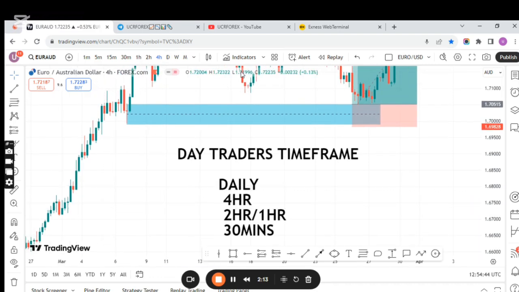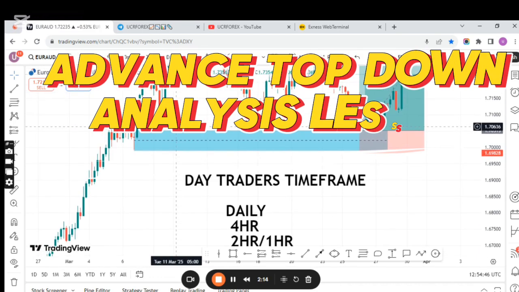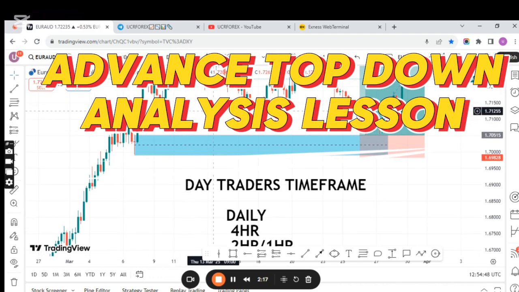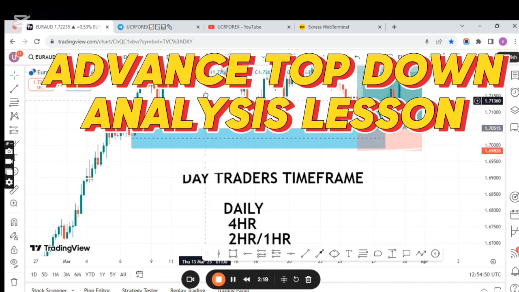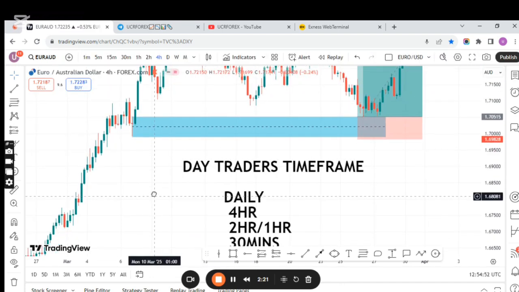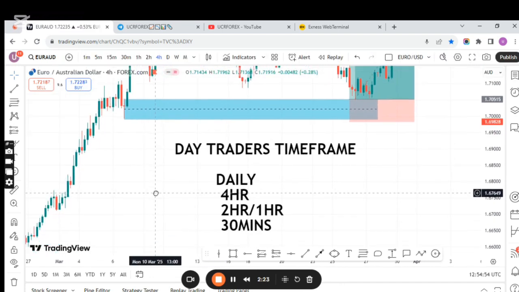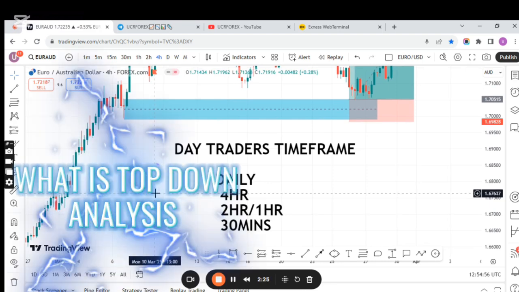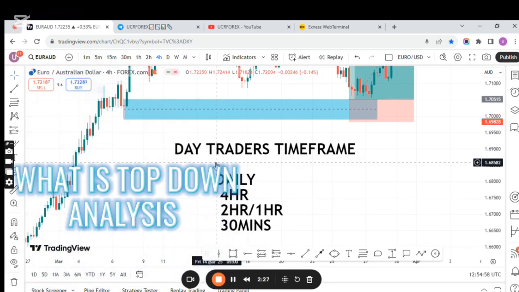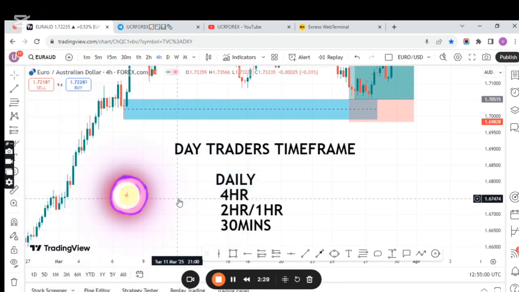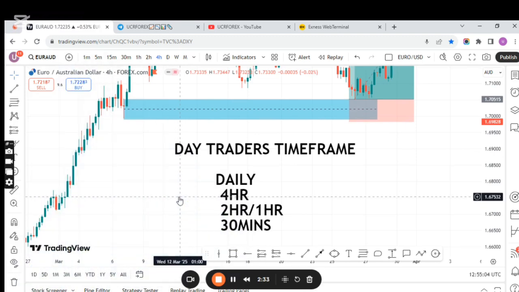Okay, so now we're going to be entering the lesson right away to explain what top-down analysis is and how we can practice a good top-down analysis. First of all, I want to start by defining top-down analysis again to you guys. Top-down analysis is the art of analyzing the market from higher time frame down to lower time frame in search of a good entry opportunity. Most of us will approach the chart this way.